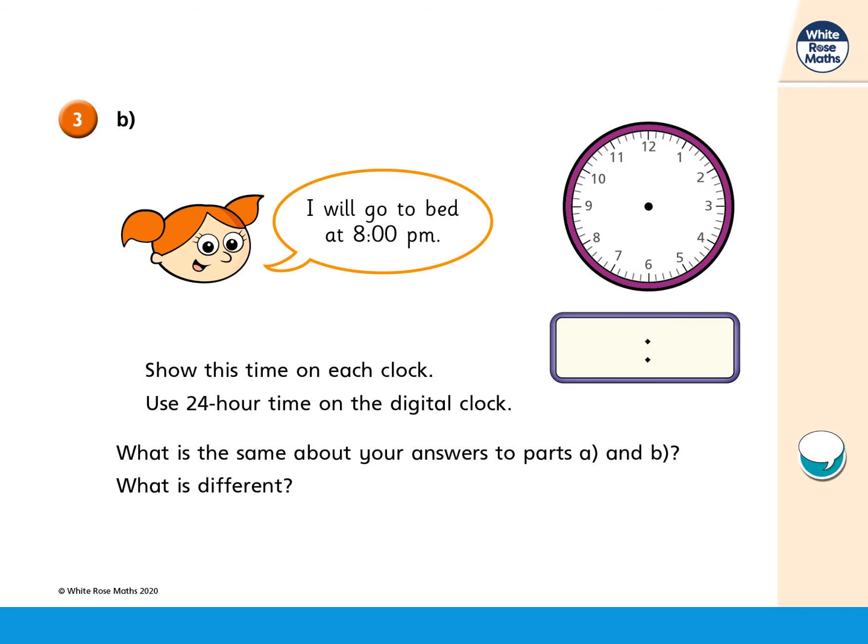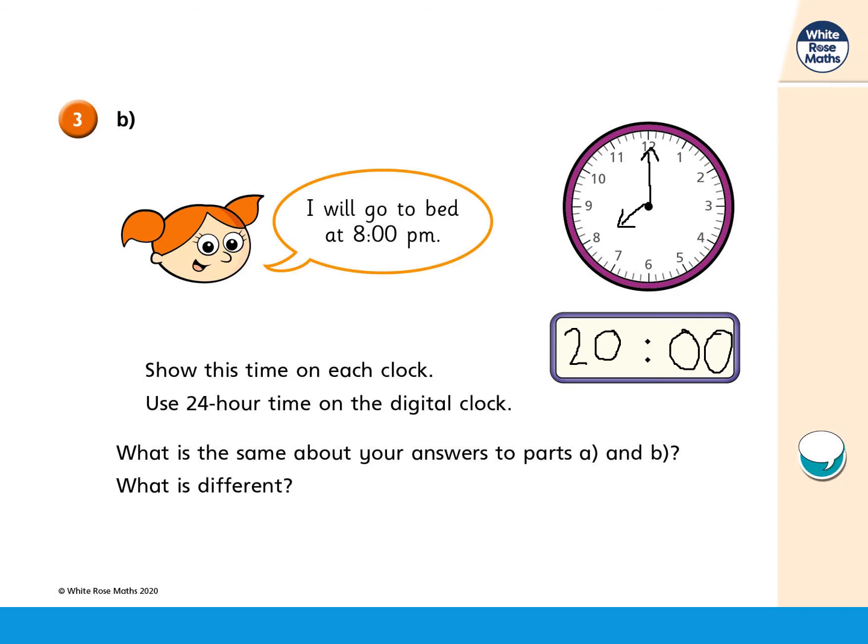I will go to bed at 8 PM. Show this time on each clock. Use 24-hour time on the digital clock. So I will go to bed at 8 PM. So it's exactly the same as the first clock. I'll draw a long minute hand to the 12 and a shorter hour hand pointing towards the 8. Now 8 plus 12 is 20. So I will write 2, 0, 0, 0.